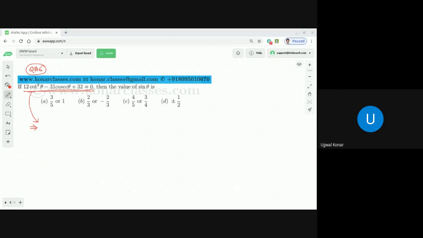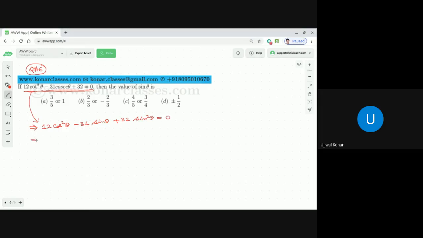Let me write this thing in cos theta and sine theta. You will get 12 cos square theta minus 31 sine theta plus 32 sine square theta. That should be equal to 0.